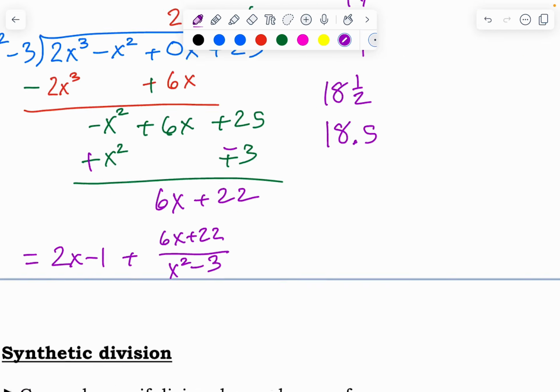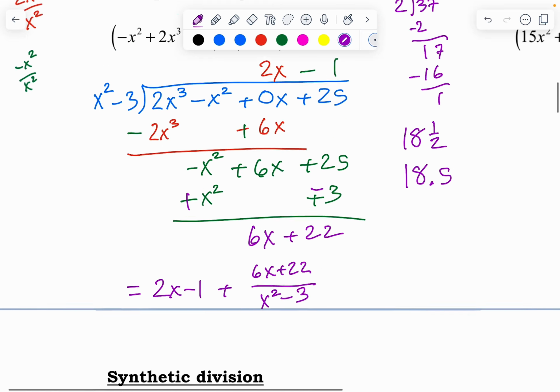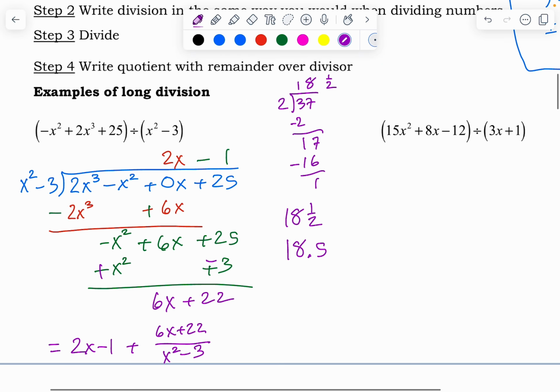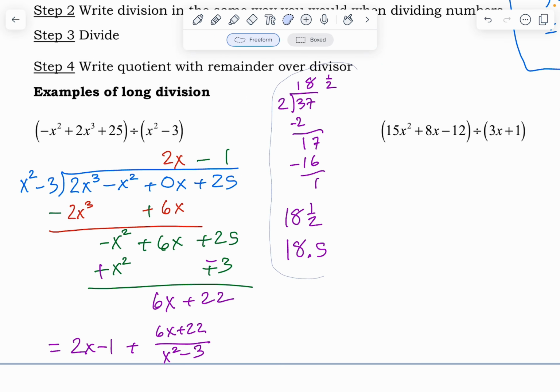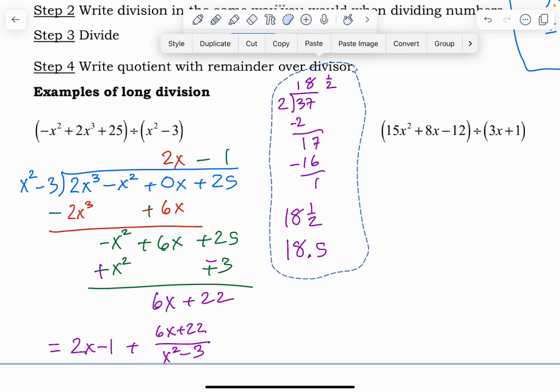Okay, we did the same thing here. We took that remainder and put it over what we were dividing by. Hopefully that made sense.